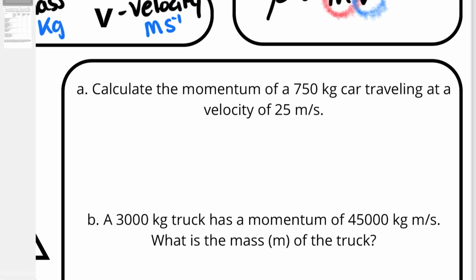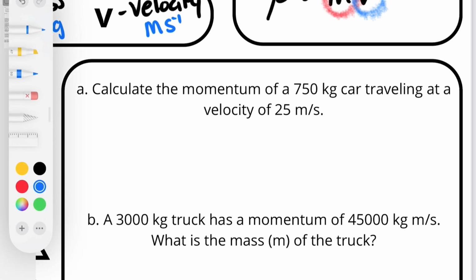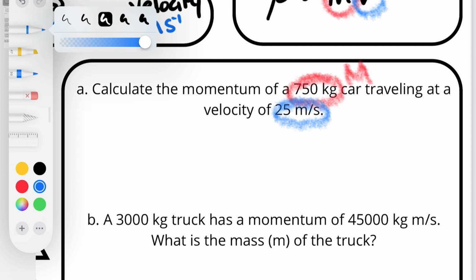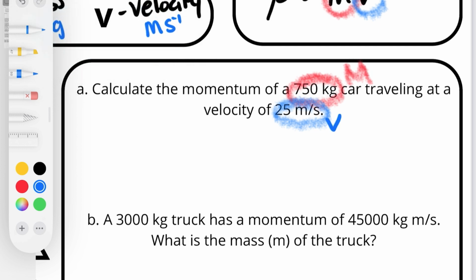Now, calculate the momentum of a 750 kilogram car traveling at a velocity of 25 meters per second. So, first of all, we need to identify our mass. Our mass here, 750 kilograms. Our velocity, we got down here, our velocity is 25 meters per second.